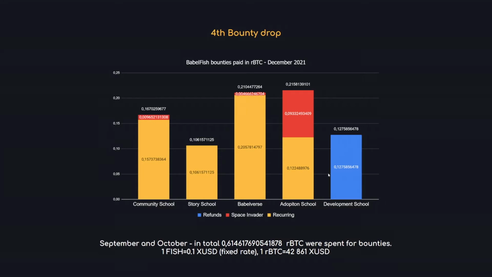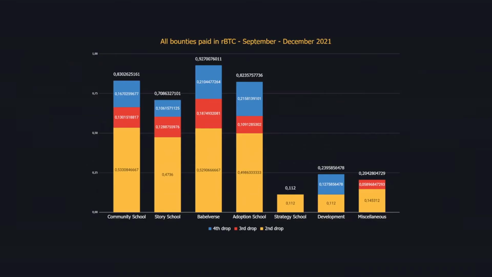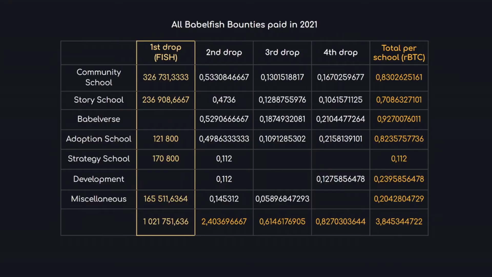paid. So again, the numbers, and here you can see all the bounties paid in RBTC, and in total numbers. The last slide shows the value. So we have spent over 1 million fish in the first drop, and in total for the second, third, and fourth drop, we have spent 3.84 RBTC.